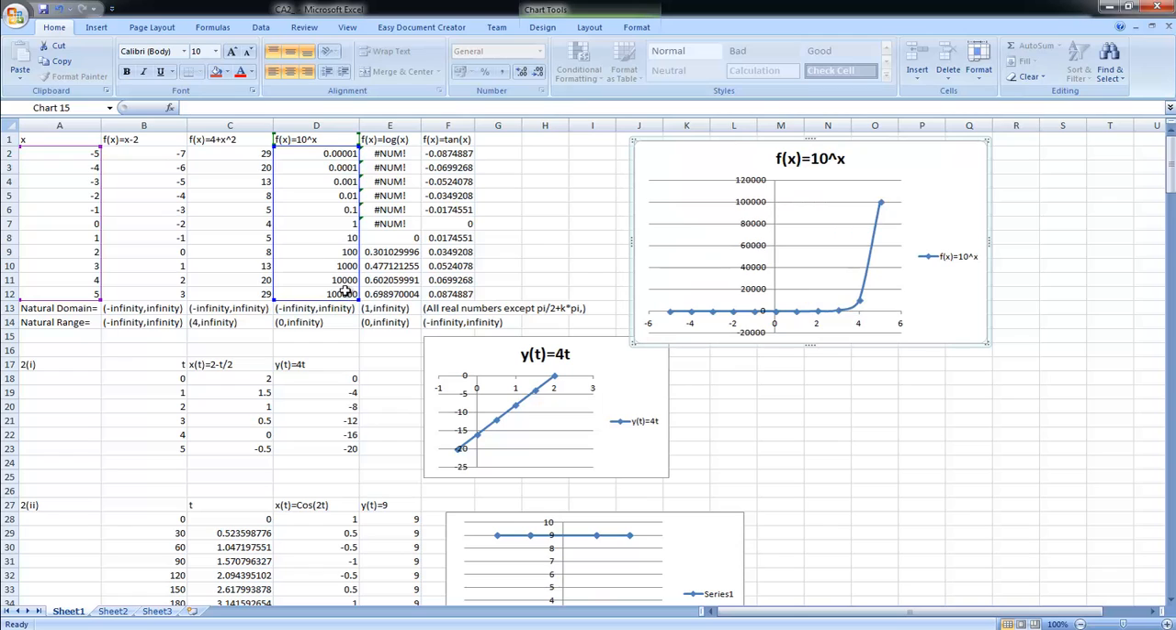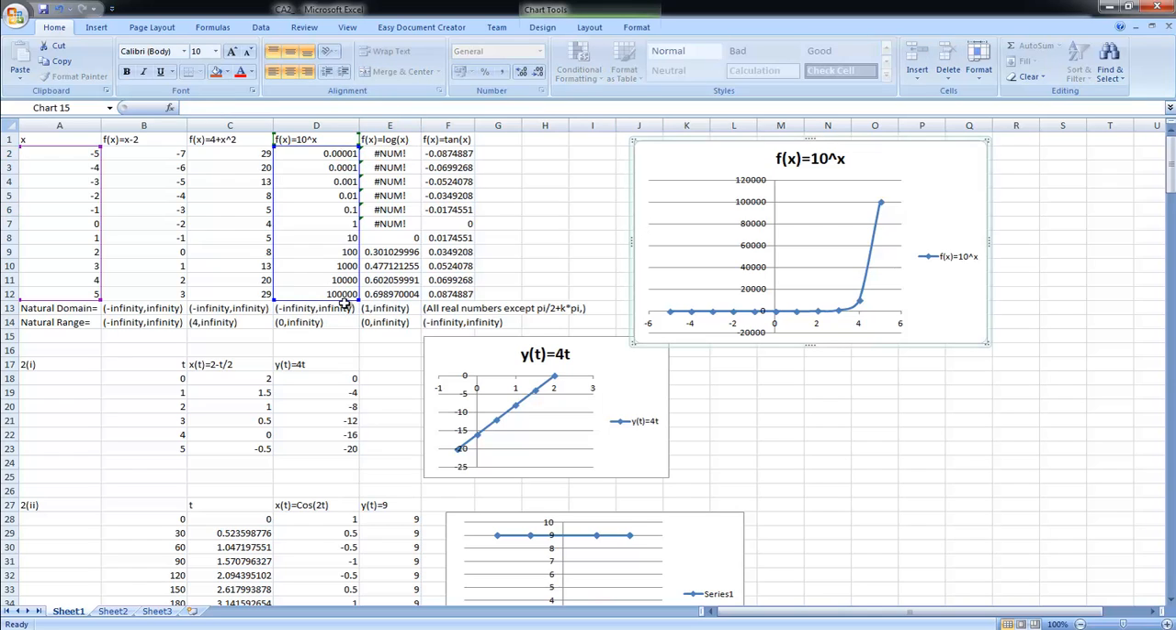And this is 10 to the power of x, so if x is minus 5, minus 4 or so, then it would go 0.0001 or even more zeros and 1, maybe 6 zeros and 1, and it will go to infinity when it's a positive number.